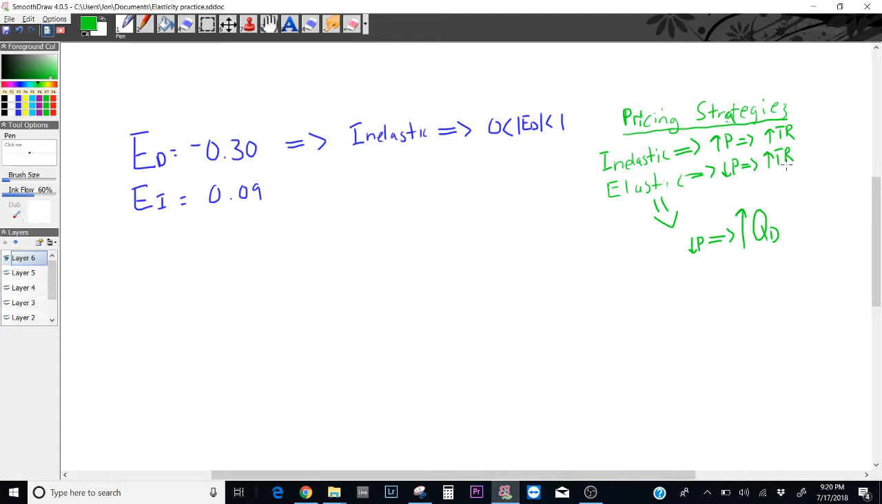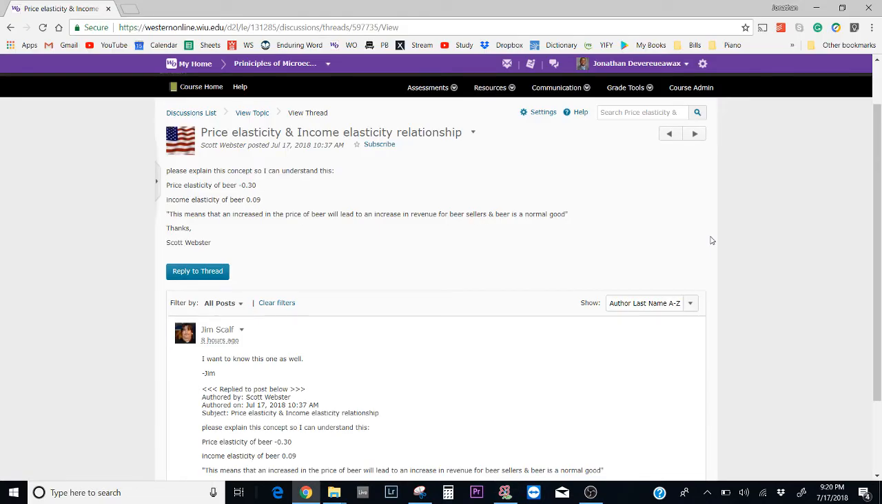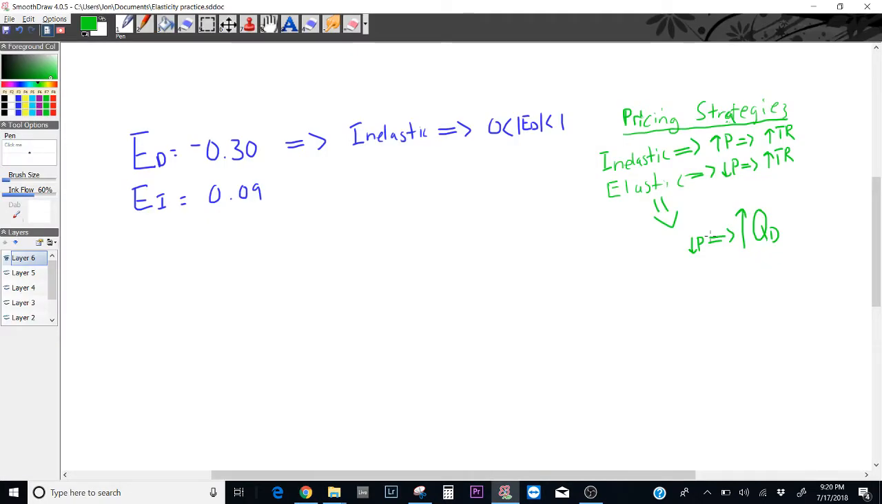So in order to increase your total revenue, if your good is elastic, you would want to decrease the price. And then also the second part of that question says that with income elasticity of beer being 0.9, we know this will be considered a normal good, because it's a positive number.